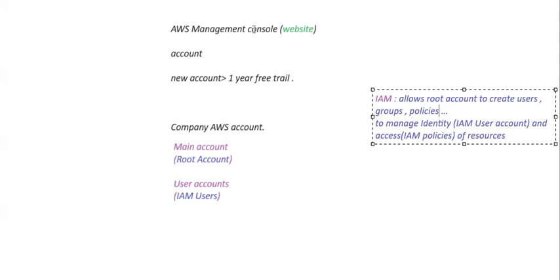I assume the root user wants to provide service access to this IAM user, let's say EC2 service access. By using what can the root user provide this EC2 access to the IAM user? By using IAM policies. This main account, the root user, can provide access to the EC2 instance by giving the IAM policy to the IAM user.